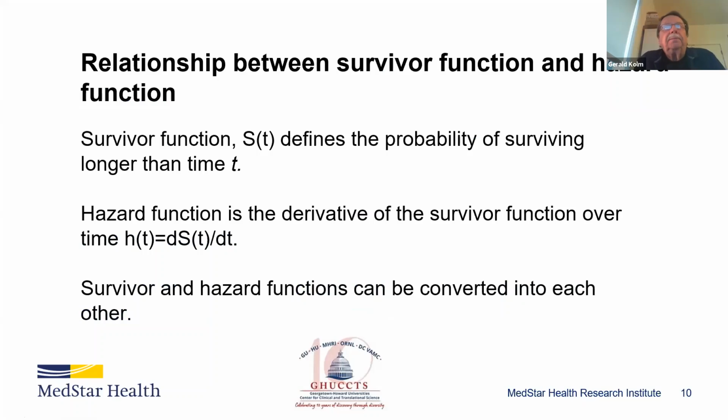So as I mentioned, the survivor function defines the probability of surviving longer than time t. The hazard function is the probability of the event occurring at time t. And the hazard function is the derivative of the survivor function. So if you know one, you can calculate the other.